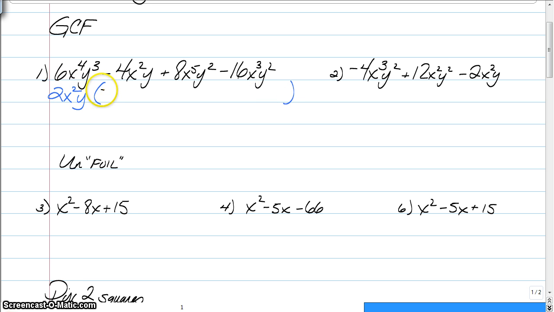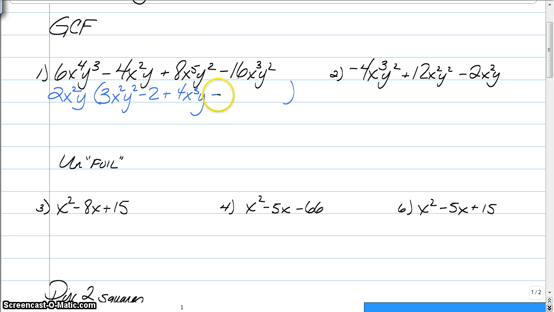So 6 divided by 2 is 3. X to the 4th, take away x squared, you're left with x squared. Y cubed, take away a y, you've got a y squared. Minus 4 divided by 2 is 2. X squared and x squared, y and y, they cancel each other out. Plus 8 divided by 2 is 4. You have x to the 5th, you're taking x squared away, giving you x cubed. You have y squared, taking y away, you have y.